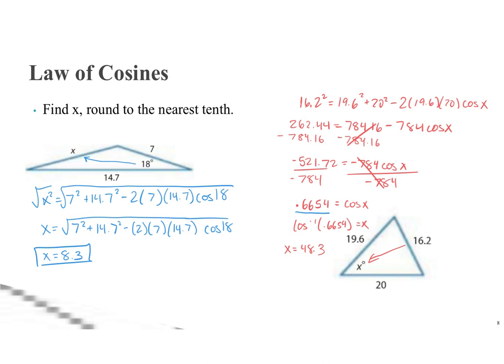Remember, sine and cosine will never be greater than positive 1 or less than negative 1. So if ever you're doing these problems and you get a number bigger than 1 or less than negative 1, something went wrong. Go back and check your work.